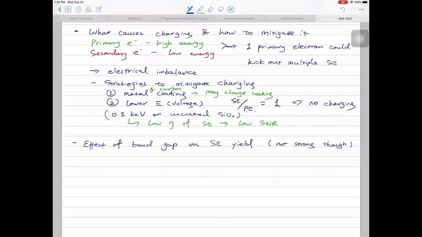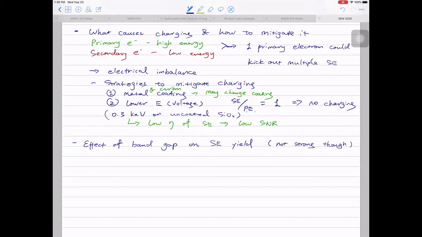Last week, we discussed how secondary electrons are generated, as well as what conditions we can tune to change the yield of secondary electrons. We mainly focused on two things: the beam energy and the atomic number. I hope you still remember, by changing the beam energy, by changing the acceleration voltage for the electron beam, we can change the yield. But in contrast, the yield of secondary electrons is insensitive to the atomic number of your sample.